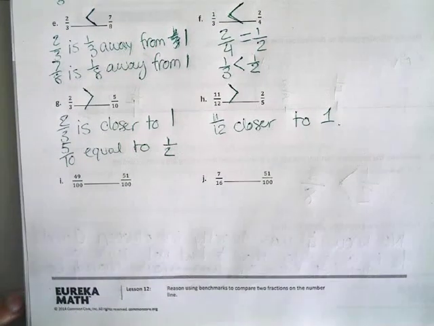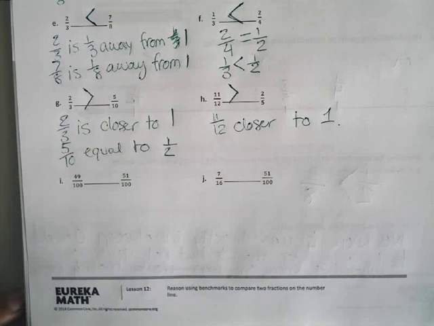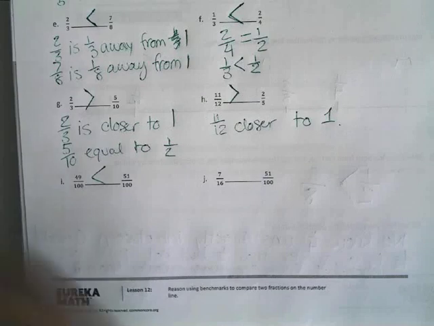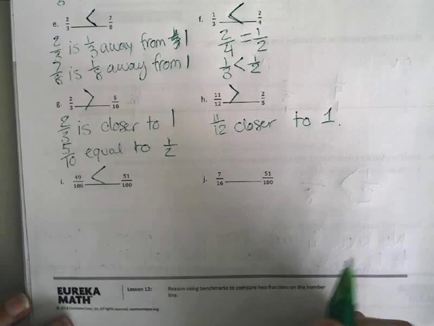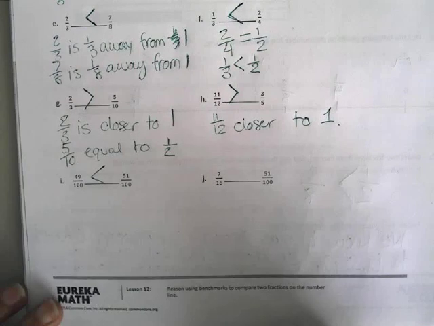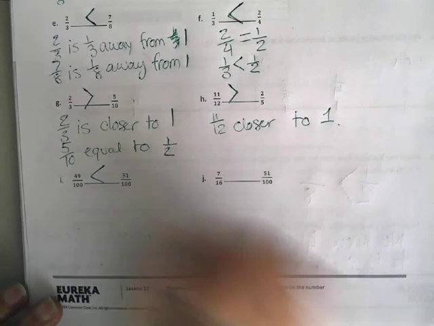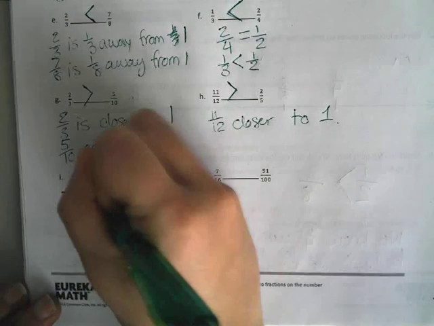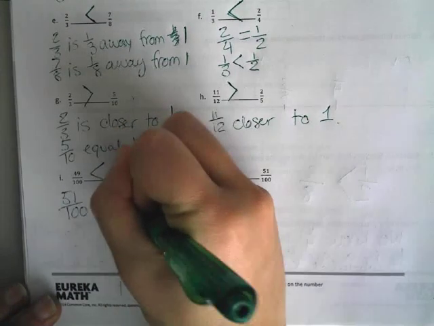Ooh, now we got some big numbers down here. I, 49/100 and 51/100. Everyone, which one's greater? 51. Yeah. How do we know that? Maddie? Because 51 is greater than 1/2. Yeah, 51/100 is greater than a half. Is 49/100? No.